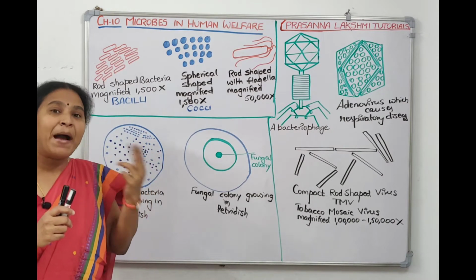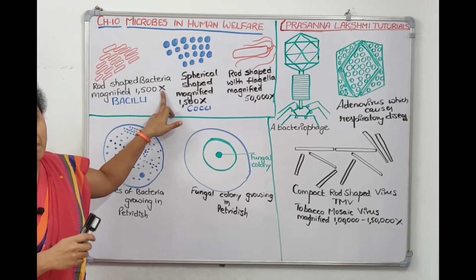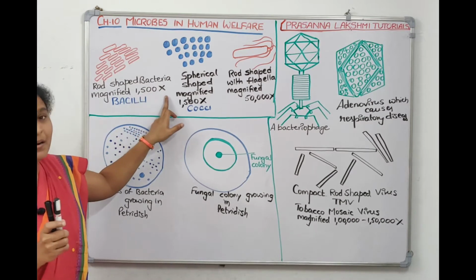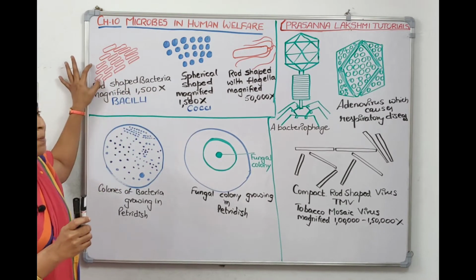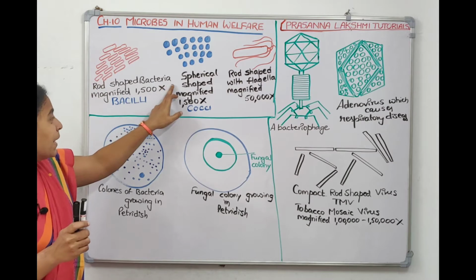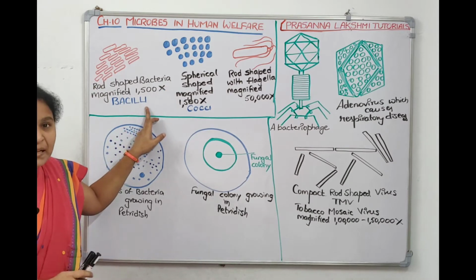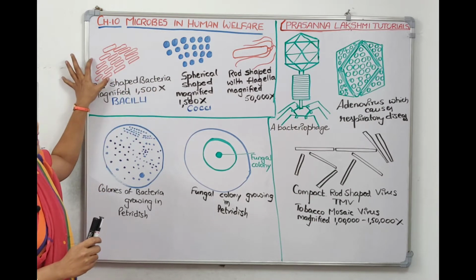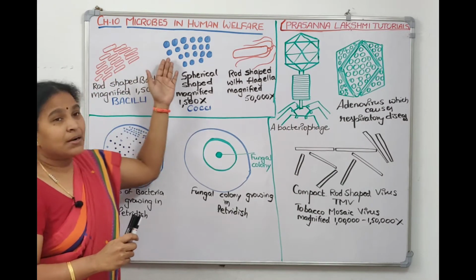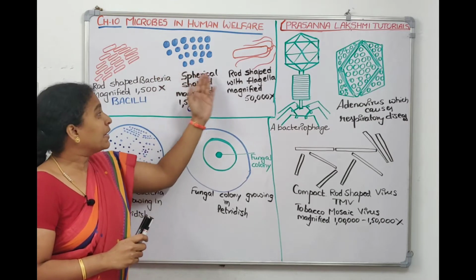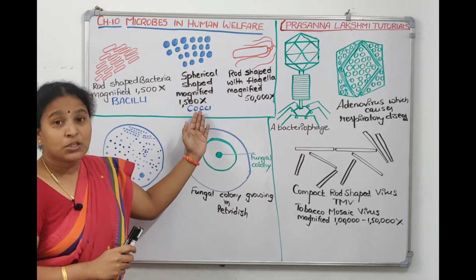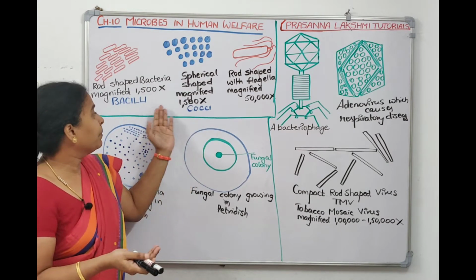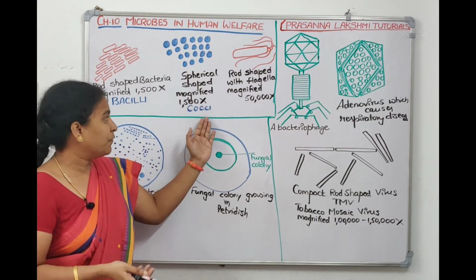How many times have they magnified it? X denotes magnifying power. Under the microscope, when you magnify it 1500 times, we can see this much shape. Rod shaped bacteria is called bacillus. Bacillus magnified 1500 times, this much will be the size of the bacteria. Now the next one is a round shaped, spherical bacteria. Spherical bacteria are called cocci, which are also magnified by the microscope, same 1500x magnification.